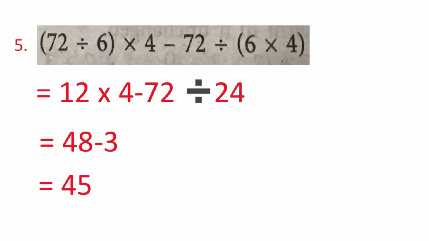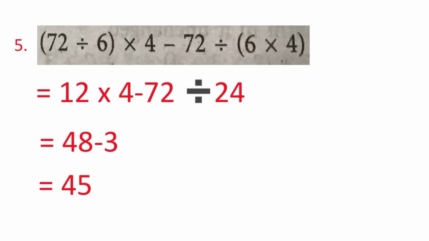Very good. Then in the second bracket we have got 6 into 4. What is 6 into 4? It's 24. So first in the first line we will solve only the bracket parts, right? So 72 divided by 6, which is 12, multiplied by 4 minus 72 and divided by 6 into 4, which is 24, right?